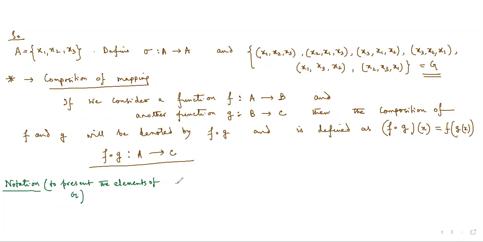What we are going to do is that, first of all, we are going to write x1, x2, x3, in the form of a matrix, and then we are going to write its image under the operation sigma. So the first element is x1, x2, x3. That means in this element, the image of x1 is x1, the image of x2 is x2, the image of x3 is x3, and so on. In this manner, we are going to write all of the 6 elements. So let me write it.